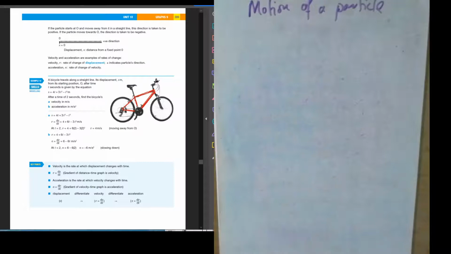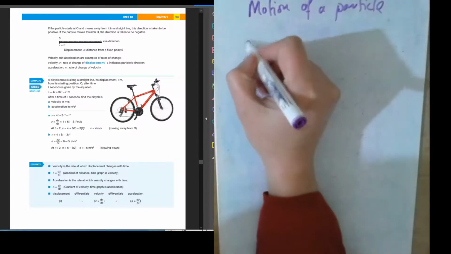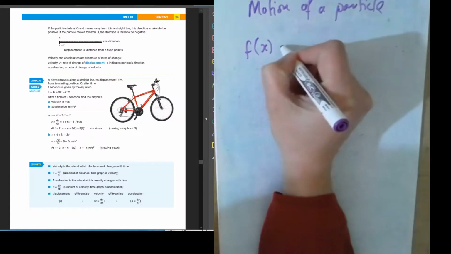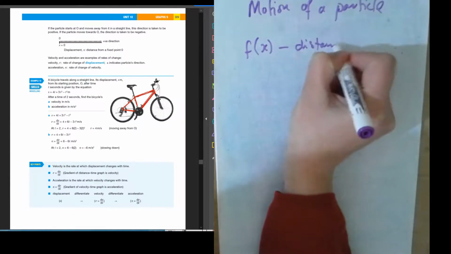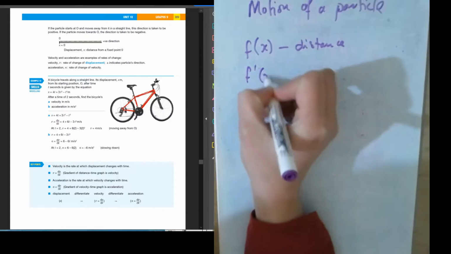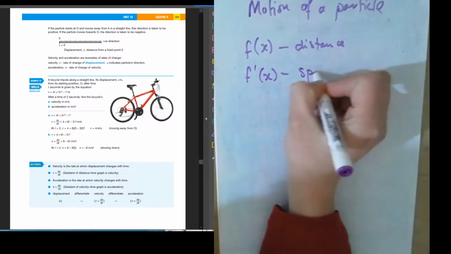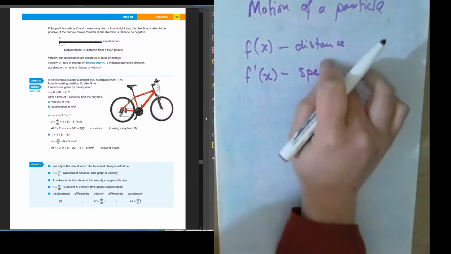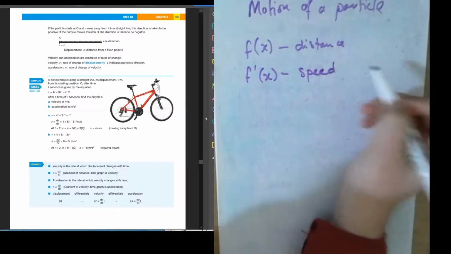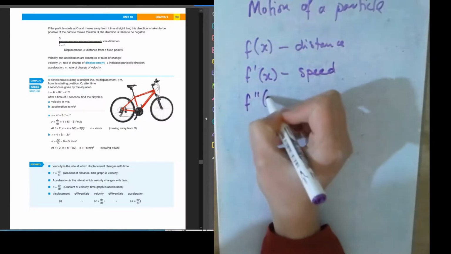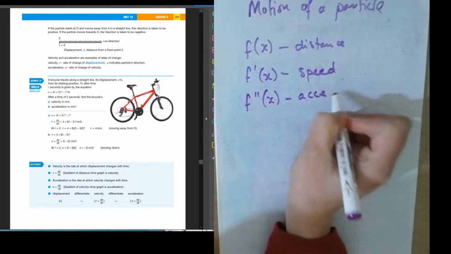Okay, so the last part of differentiation talks about the motion of a particle. When they're talking about the motion of a particle, this just refers back to speed, distance, time, and also the acceleration. So say f(x) talks about your distance. I would then say the first differential talks about the speed, and then the second differential would be your acceleration.